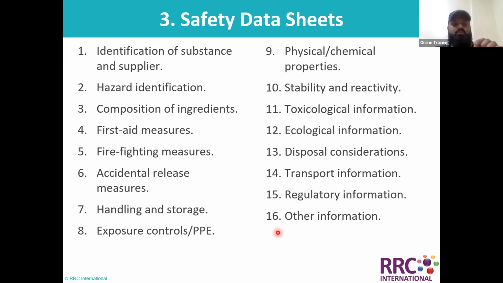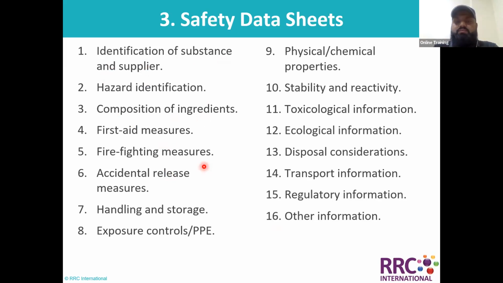What kind of information is mentioned over here? You will see identification of substance and supplier. Hazard identification would be there. Composition of ingredients, which you can even see on water bottles. First aid measures: in case, while working with this chemical, it gets splashed into my eyes, or falls on my hand or face, what kind of first aid is required?